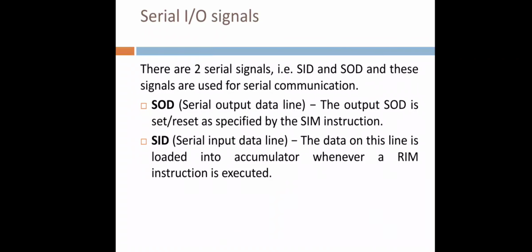Serial IO signals. There are two serial IO signals, SID and SOD. SID is serial input data and SOD is serial output data. These two pins are basically used for serial communication with the microprocessor. The SOD pin is set and reset by a specific instruction, the set interrupt mask instruction, SIM. And SID is serial input data. The data on this line is loaded into the accumulator whenever the RIM, read interrupt mask, instruction is executed.